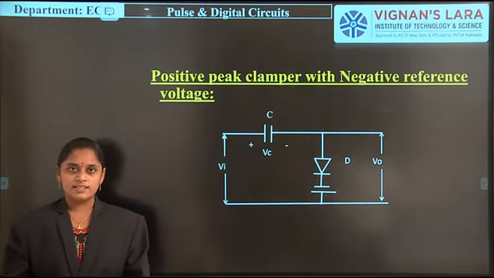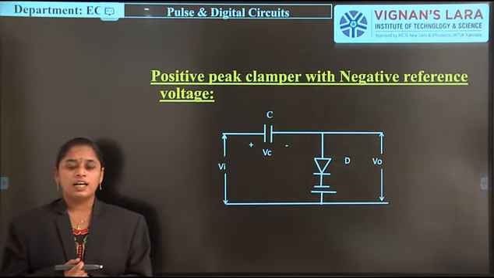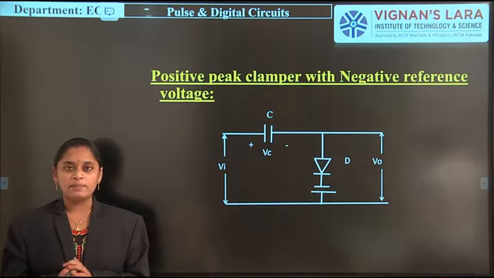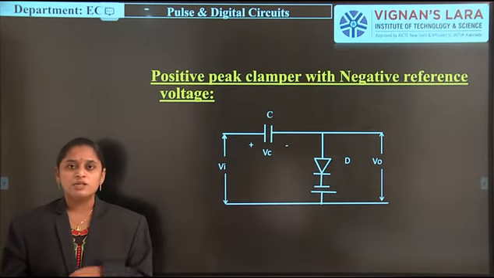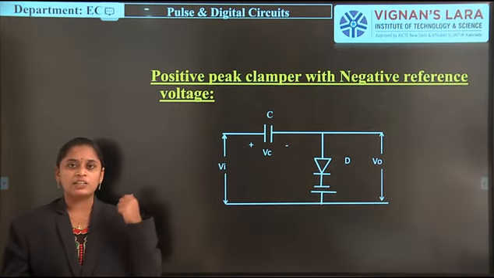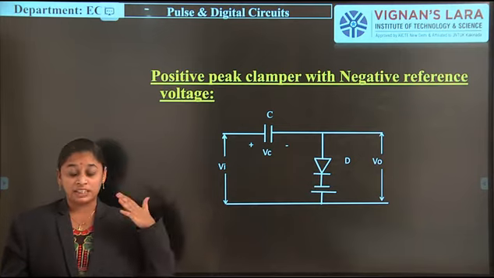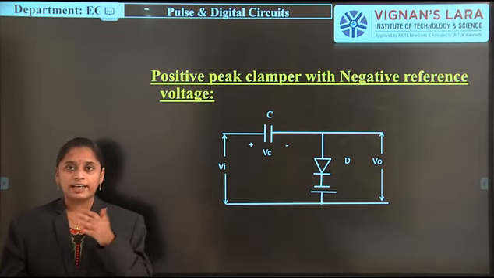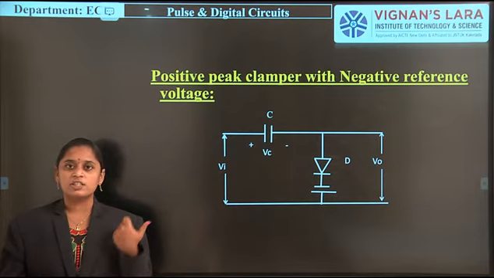In the last class, we discussed what is meant by a clamper and what the types of clampers are. At the same time, we discussed the negative clamper with zero reference and with positive reference. In this class, we discuss the positive clamper, that is the positive peak clamper or negative clamper with negative reference. First, I will recall the information from the previous class.